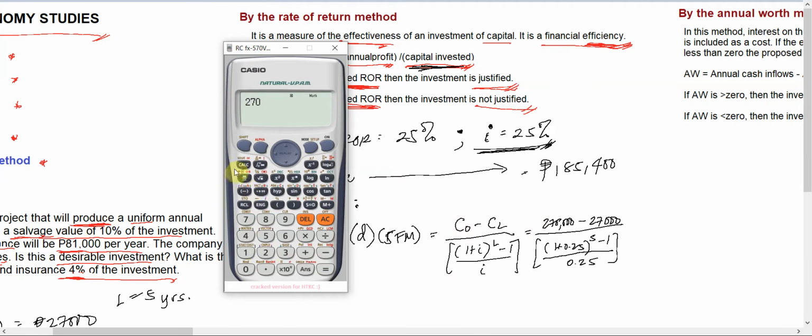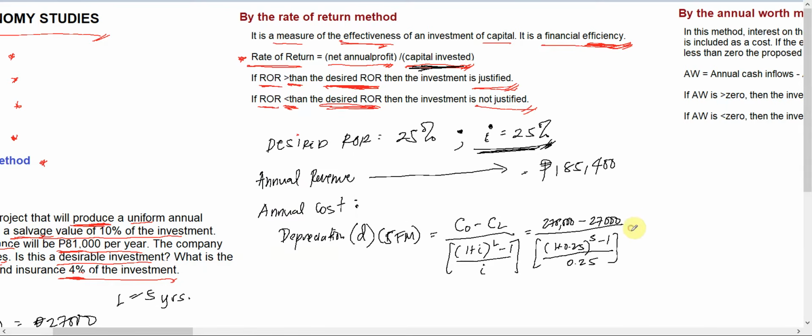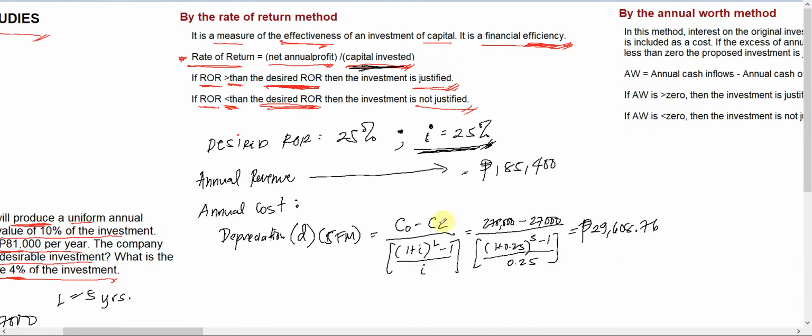270,000 minus 27,000 over 1.25 raised to 5 minus 1 all over 0.25. Okay? So, the annual depreciation natin is 29,608.76 pesos. That is the depreciation cost. So, yan yung unang sinusolve natin.